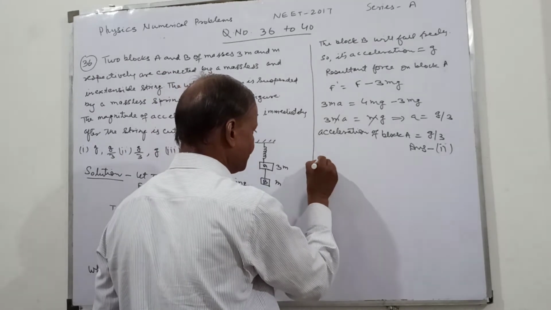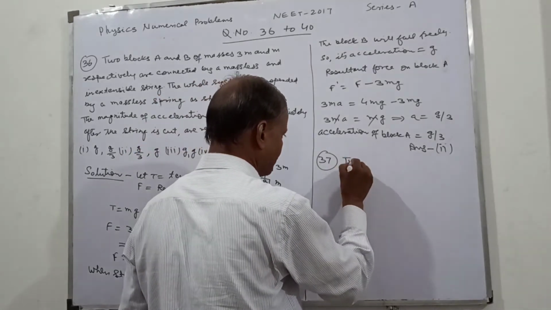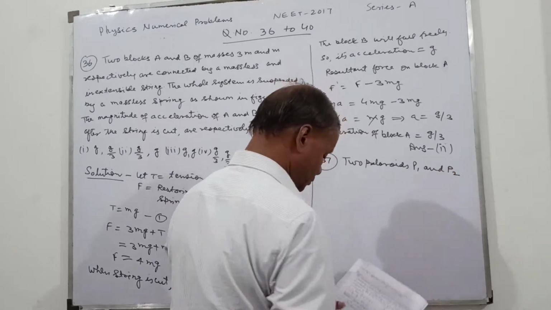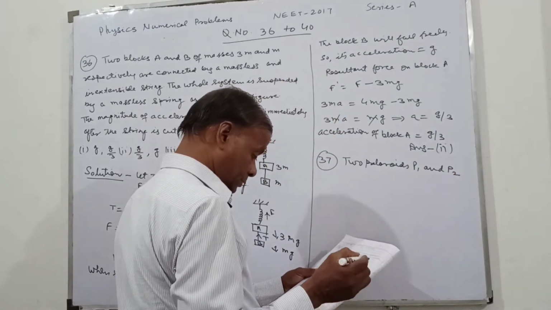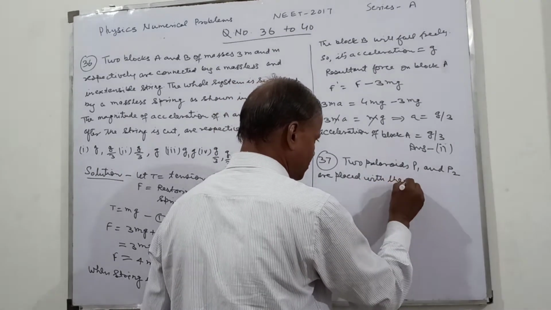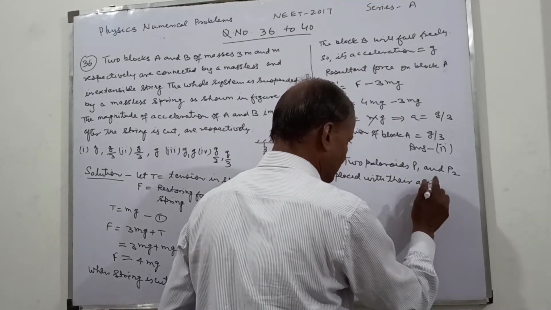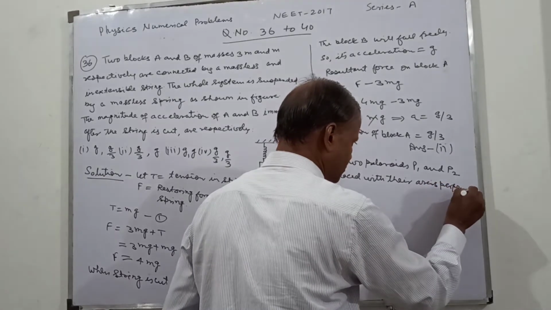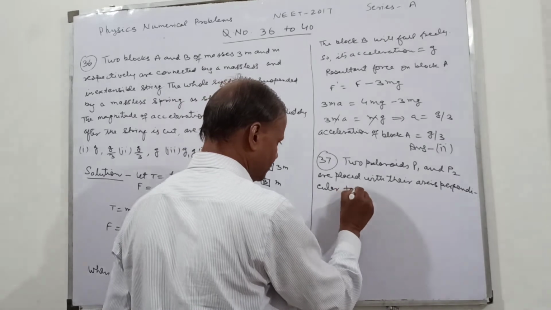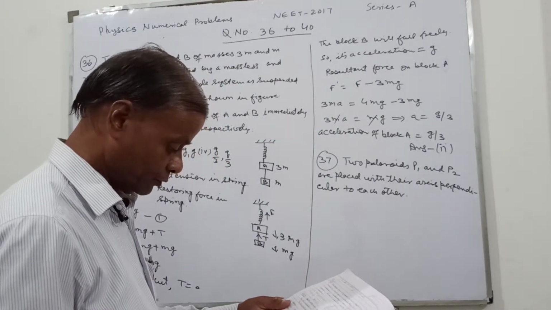Now question number 37. Two polaroids P1 and P2 are placed with their axes perpendicular to each other.